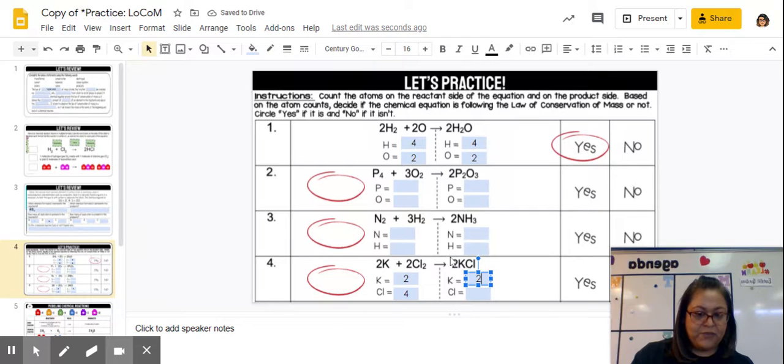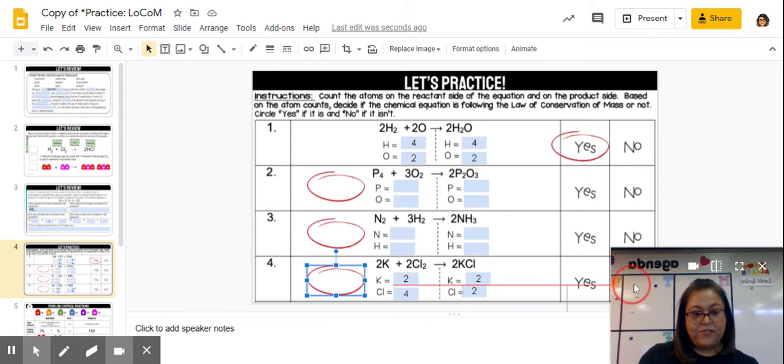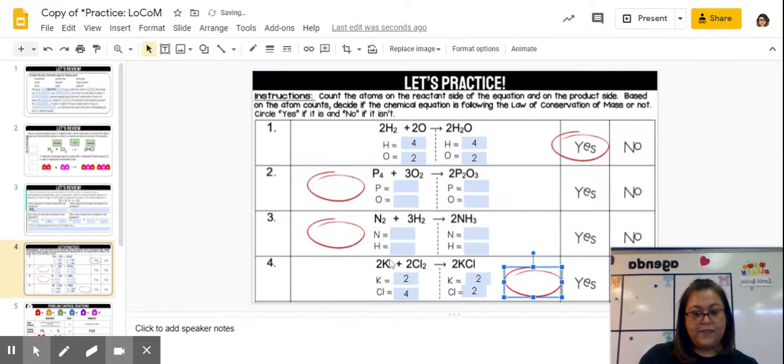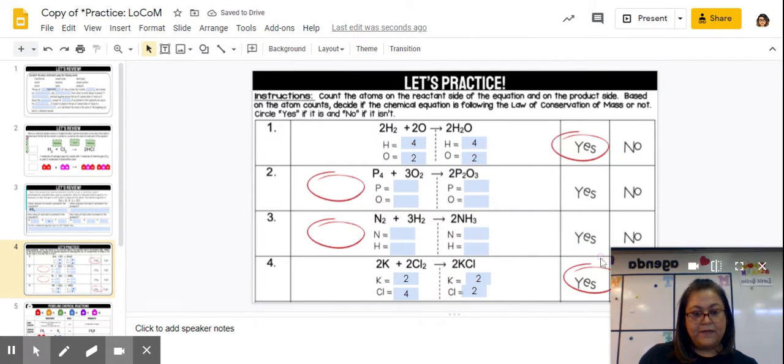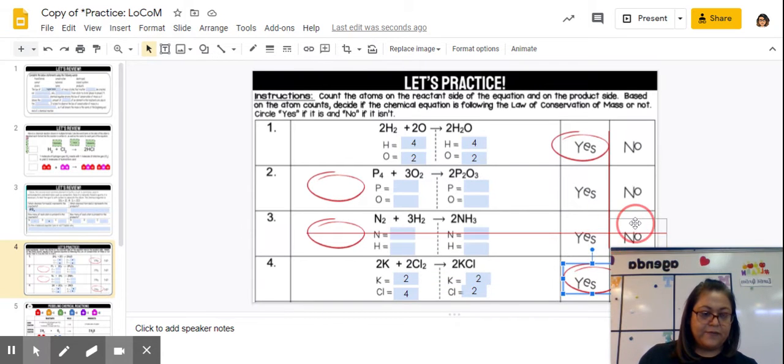I'm going to multiply that 2 times my K, my potassium, so that's 2 potassium. And then I'm also going to do the chlorine, 2 times 2. 2 times my chlorine is 2, because it's 1 Cl, but times 2. And that means that's not balanced, because those numbers are not the same. So I would drag that over to no, if it lets me. Okay, so I would drag it to no.